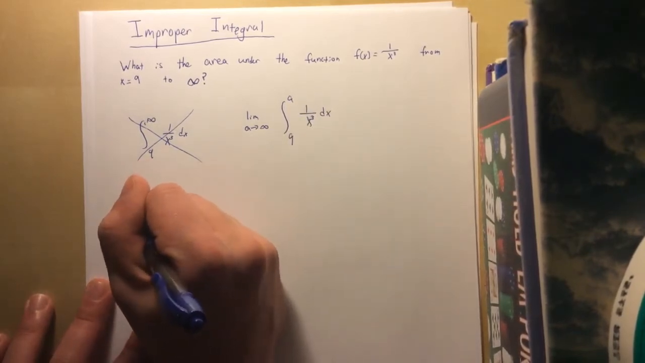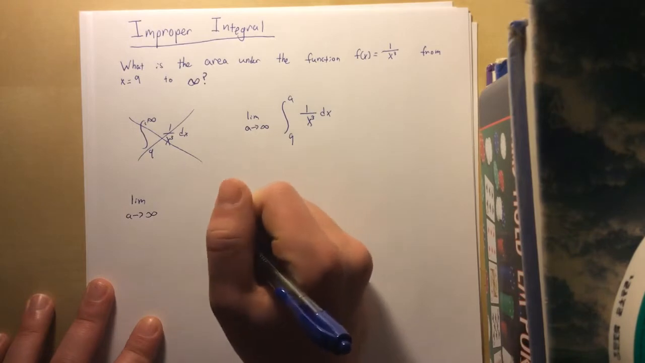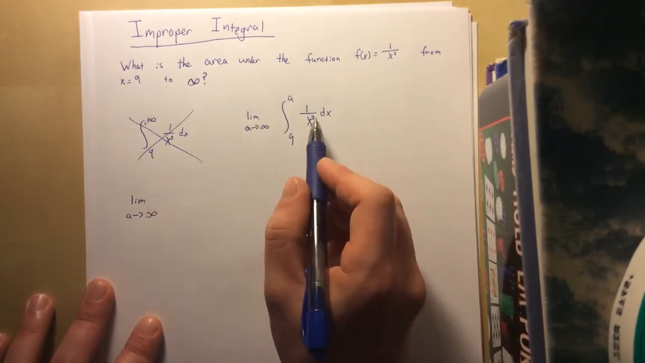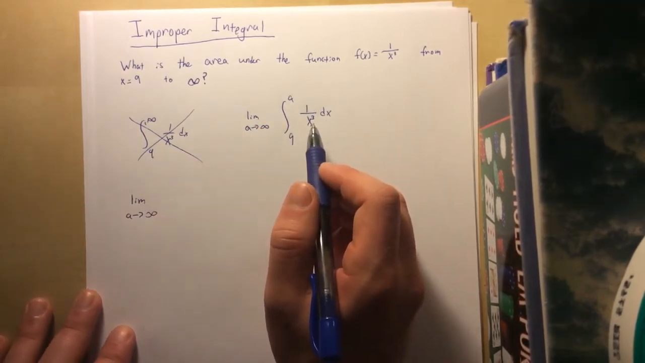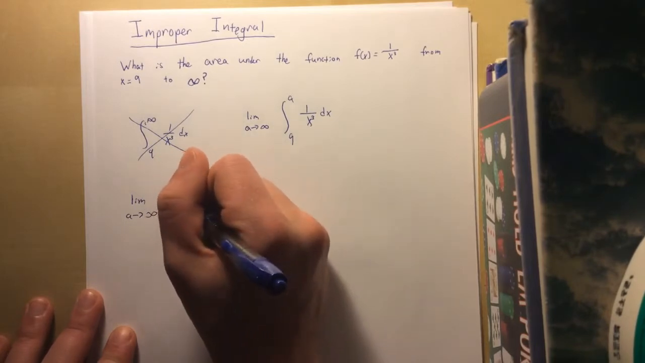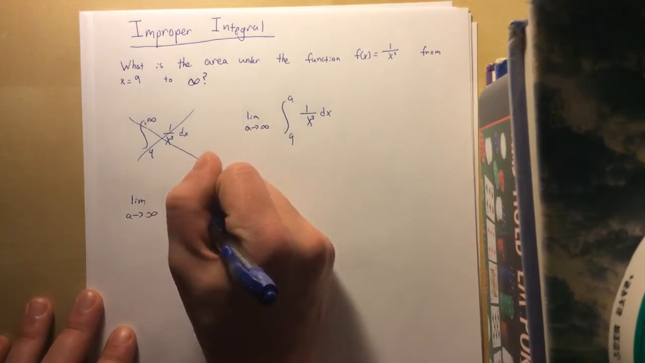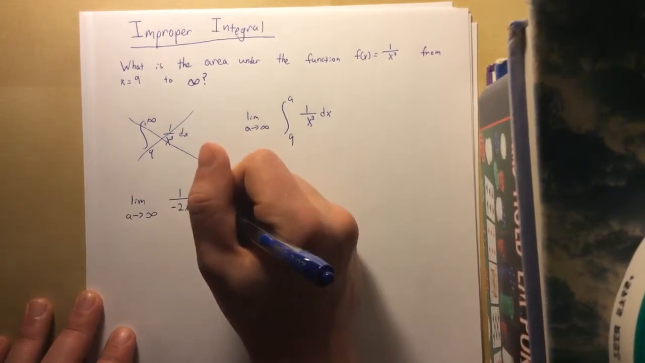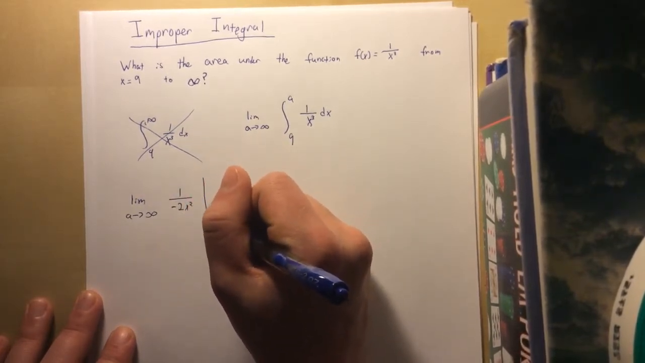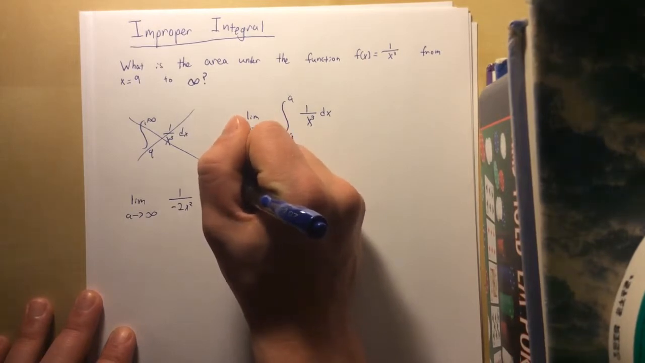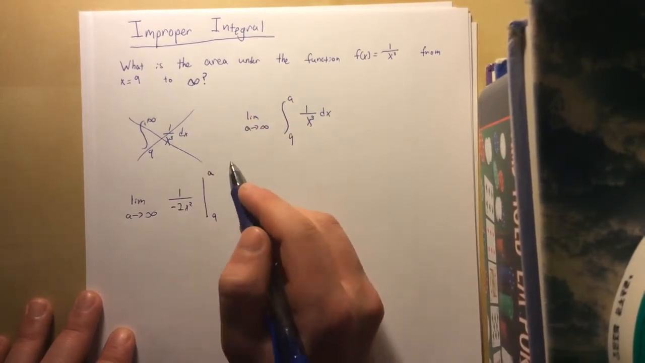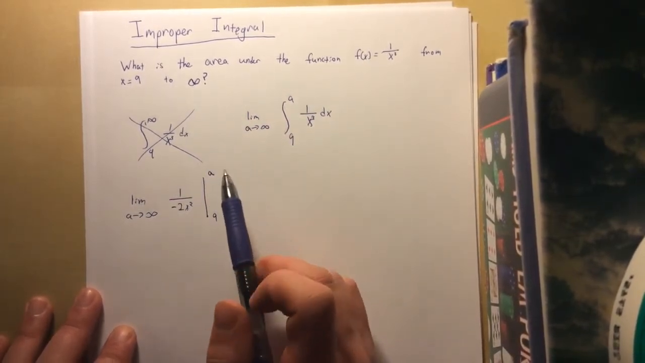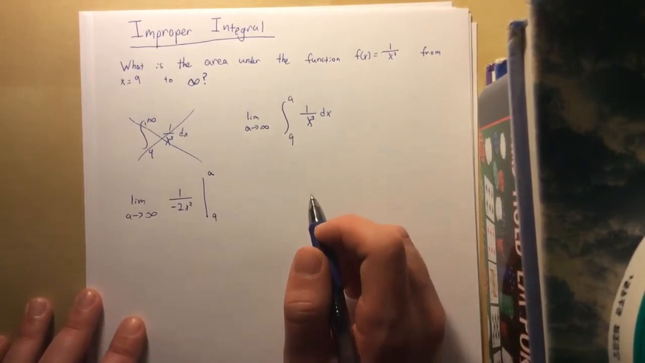So, limit as a goes to infinity of the antiderivative of 1 over x cubed, that's 1 over negative 2x squared. And we're going to evaluate that from 9 to a. Once again, a, not infinity. If you write infinity, that's wrong, and you're going to get points off.